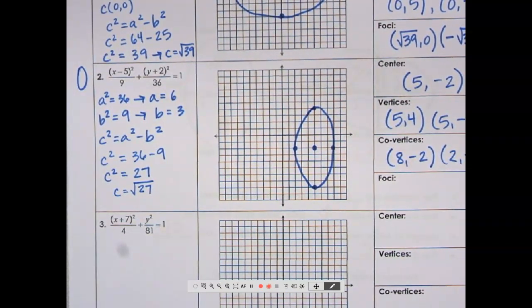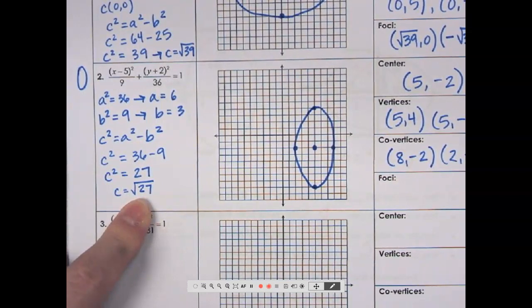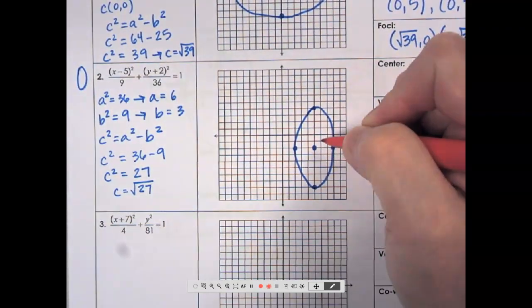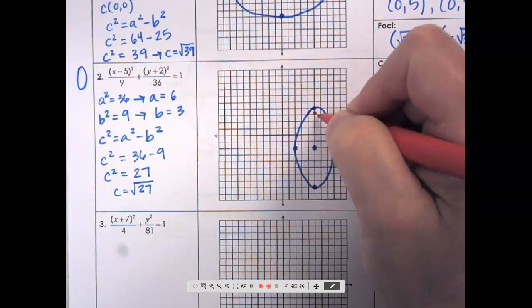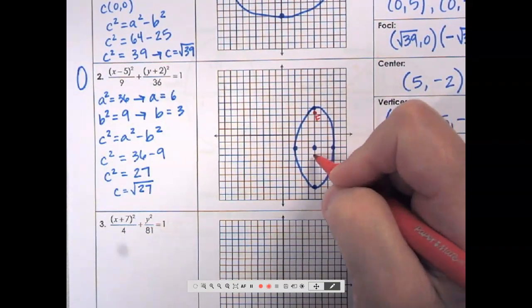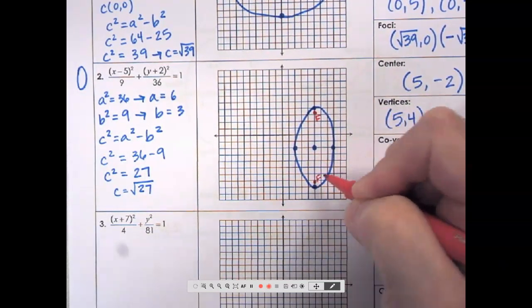I don't care if you simplify it or not. You want to just leave it? Okay, let's be lazy and just leave it. How much is that then? Little more than 5. Okay, so from the center, I'm going to go up a little more than 5. 1, 2, 3, 4, 5. And down 1, 2, 3, 4, 5 and a little bit.